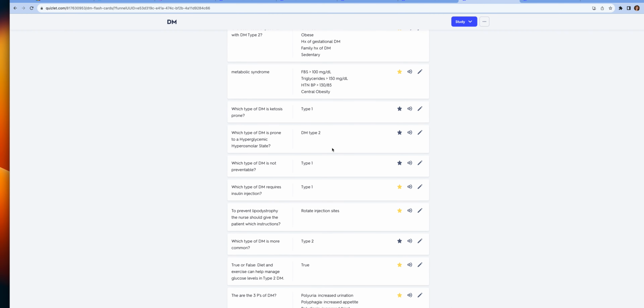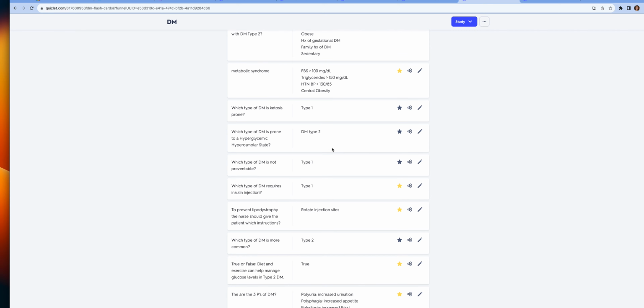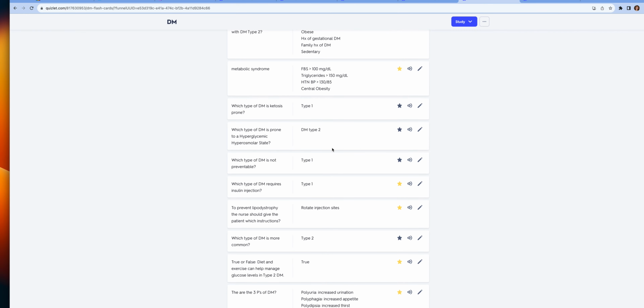So diabetes 1 is prone to ketosis. So they're prone to diabetic ketoacidosis if they get sick or stressed, and we'll go into a little more detail with that, but you have to understand the type of diabetes and what it's going to lead to if they're stressed. Okay, so type 1 is DKA. Type 2 is HHS. A hyperglycemic hyperosmolar state occurs in type 2 diabetics if they get overstressed.